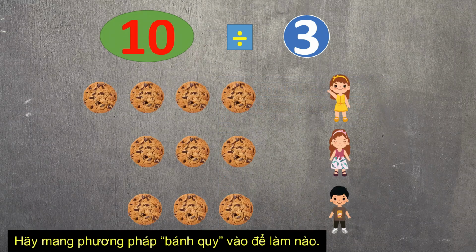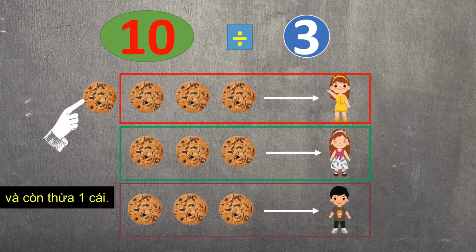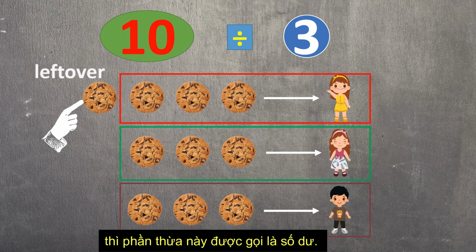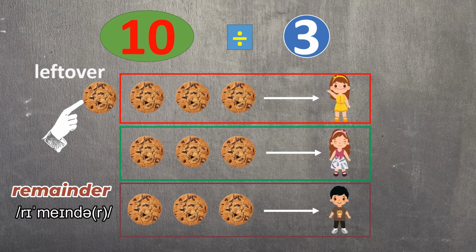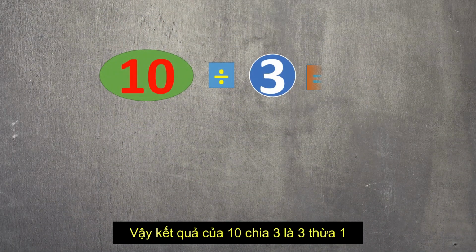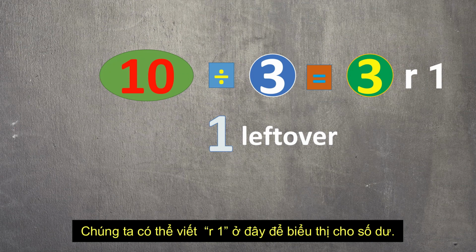Let's bring the cookie solution here. There are 10 cookies and 3 kids. Each kid will be given 3 cookies and 1 cookie will be left over. And in division, that leftover number is called the remainder. So the answer to 10 divided by 3 is 3 with 1 left over, or with the remainder of 1. We can write R1 here to indicate the remainder.